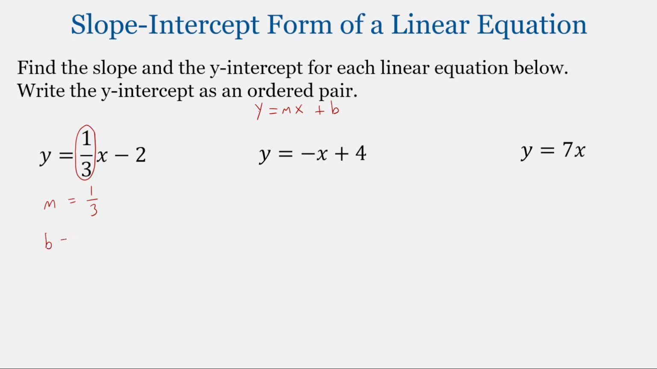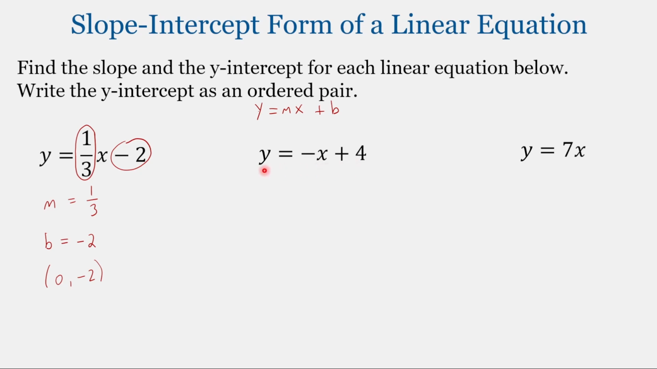And then b is the constant. In this case, our constant is -2. So our y-intercept is -2. Writing that as an ordered pair, we have (0, -2). The x-coordinate for the y-intercept is always 0.